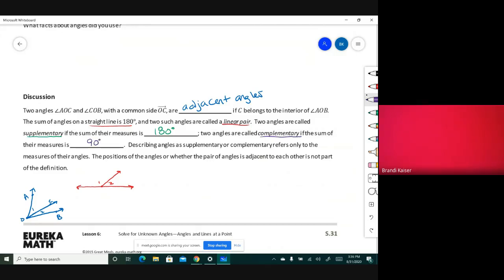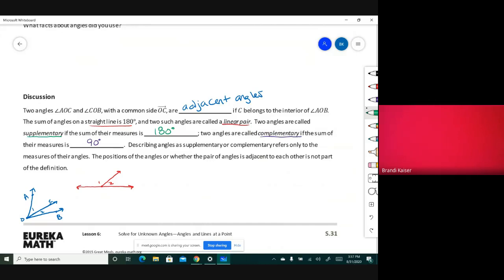But here's the deal. Describing angles as supplementary or complementary refers only to the measures of the angles. The positions of the angles, or whether the pair of angles is adjacent to each other, is not part of the definition. So you may have two angles that are next to each other, like in our linear pair here in the red, and we would know that those add up to 180. We could call those supplementary.